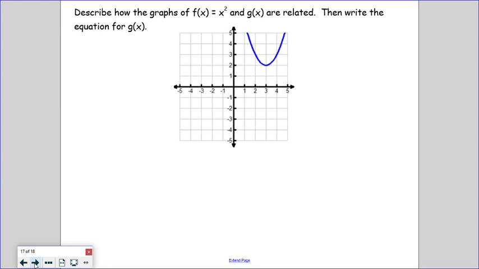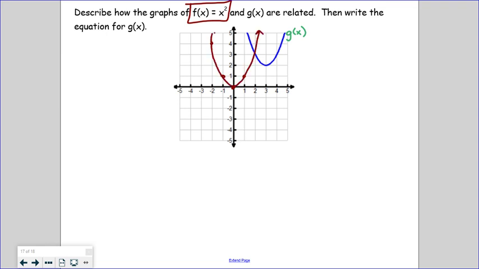All right, and then the last type of question you're going to see today is kind of going the opposite direction. They give us the picture of the resulting graph. We're coming up with what the equation was. So it says, describe how the graphs of f of x equals x squared and g of x are related. Well, the one we're looking at in the picture would be g of x right here, okay? And then write the equation for g of x. So what you're going to do is go look at the parent function. So if I were to put the parent function on this picture, x squared looks like this, right?